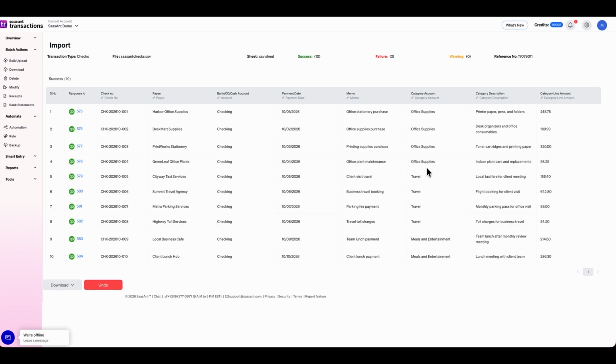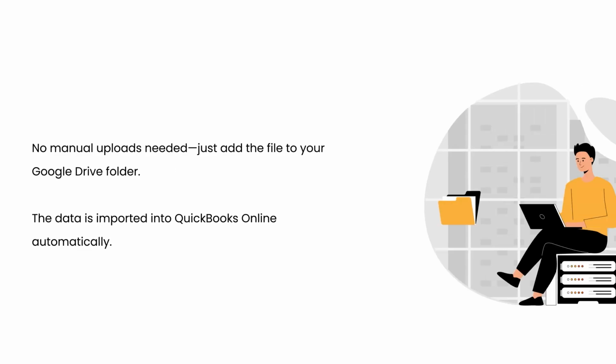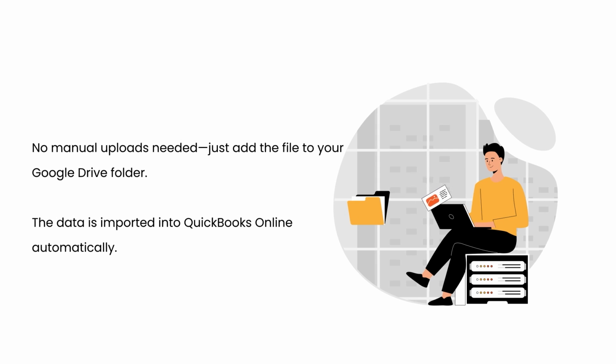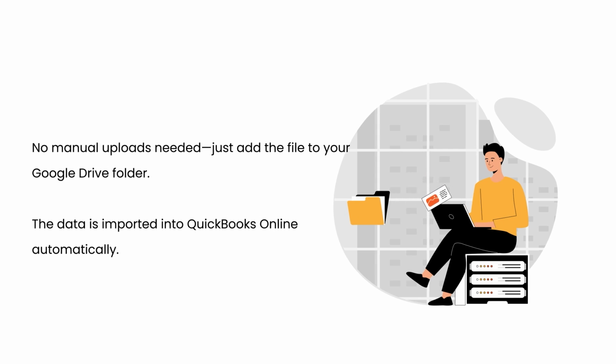That's it! Zapier automation has been successfully set up, and the same flow works for any transaction type. Zapier automation is useful when you regularly receive the same type of file and don't want to upload it manually every time. Once the setup is live, just add the file to your selected Google Drive folder. SaasAnt Transactions will handle the import into QuickBooks Online automatically.